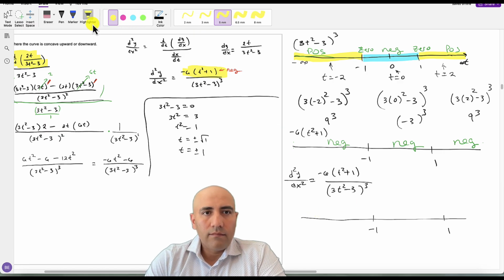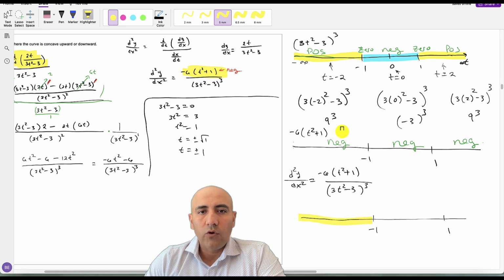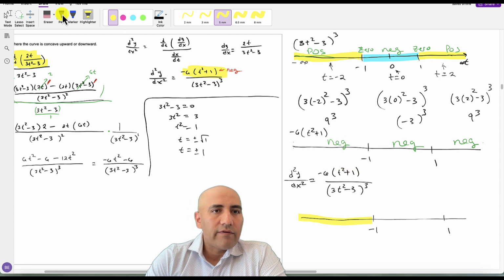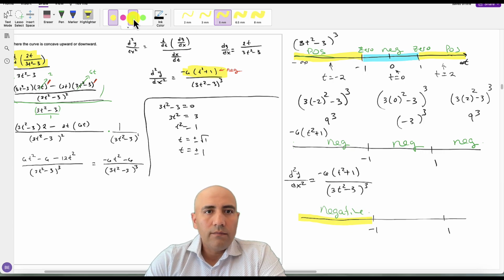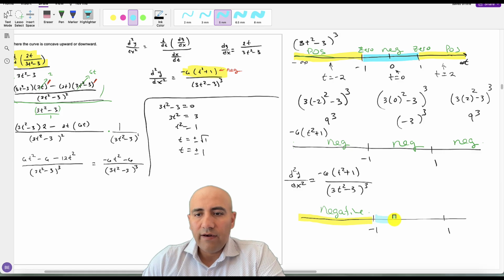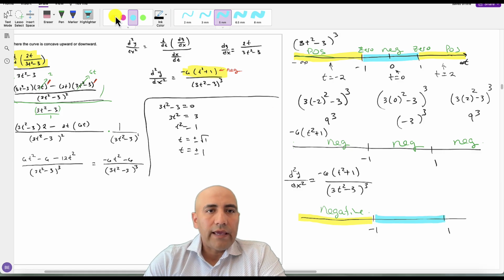from negative infinity up to negative 1, we end up with a positive divided by a negative, or the other way around, a negative divided by a positive. So we end up with a negative. A negative divided by a positive becomes a negative in this zone. And then in the middle zone, we end up with a negative divided by another negative, which ends up giving us a positive.